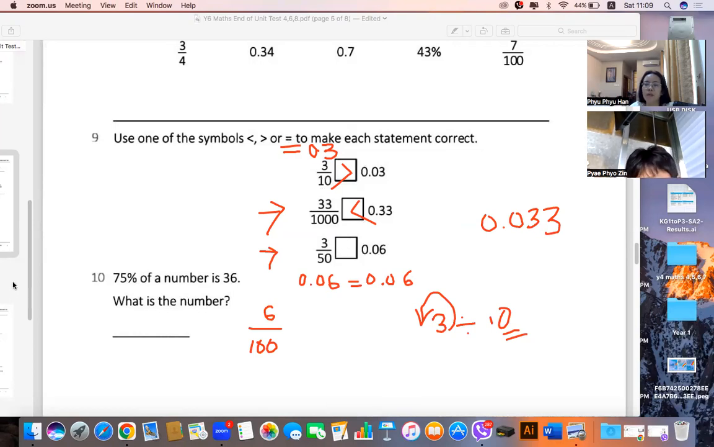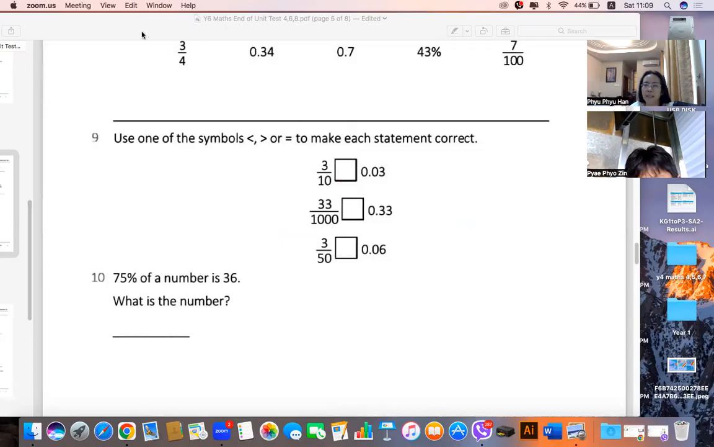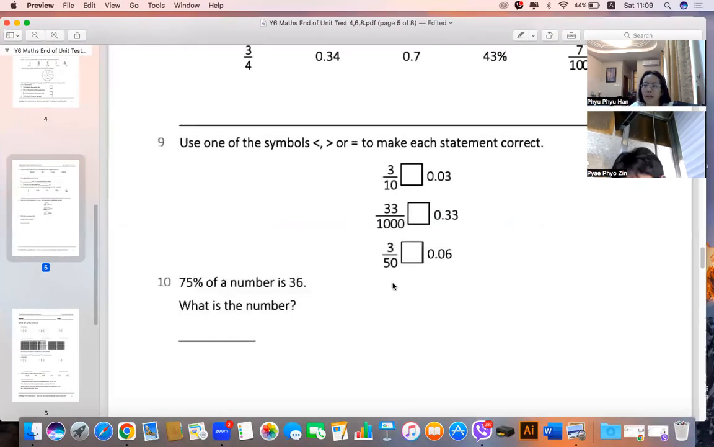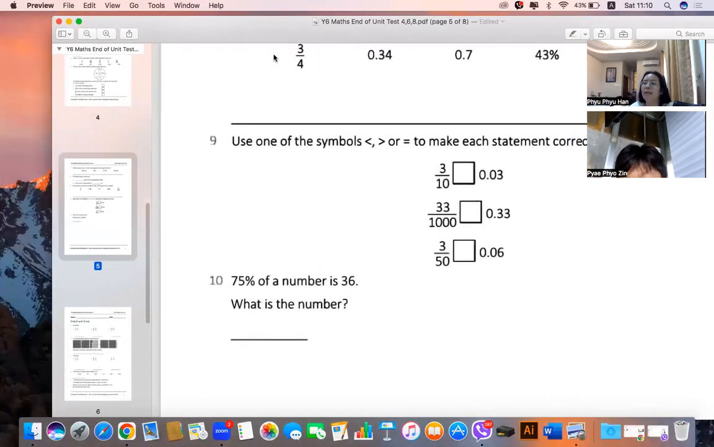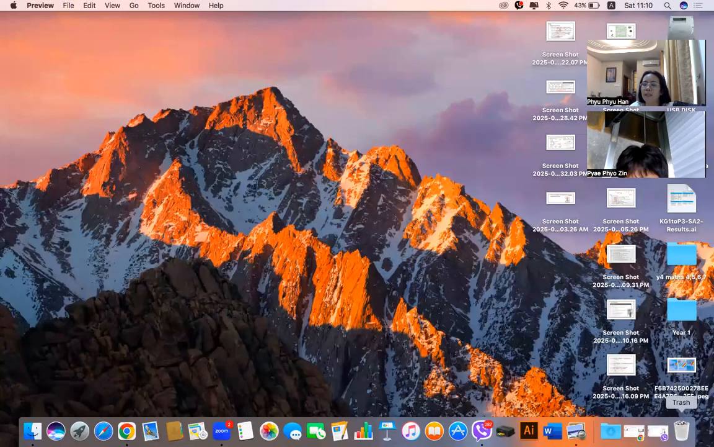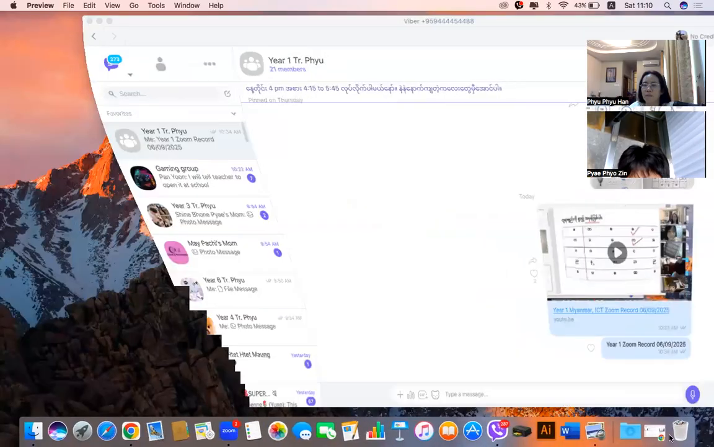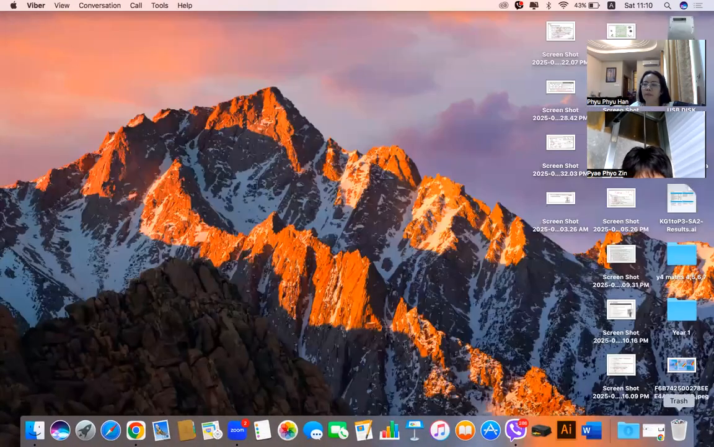Okay, so if you know how to calculate like this, you are done with your Unit 4, 6, and 8. So you try to answer your test well. Try to do your CRT 2 maths well. So do not make careless mistakes, so your result will be improved.